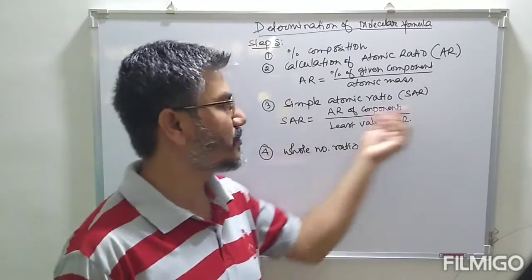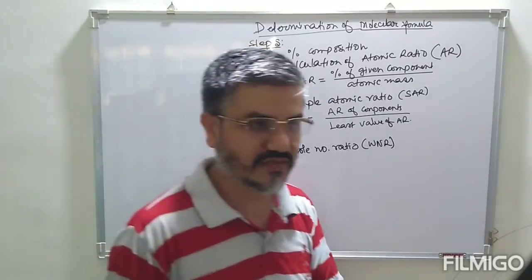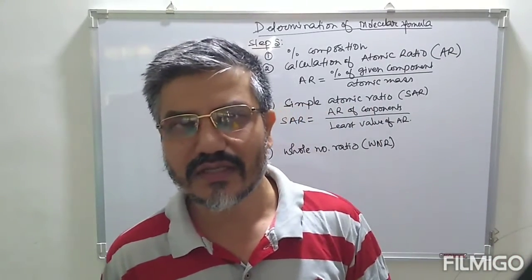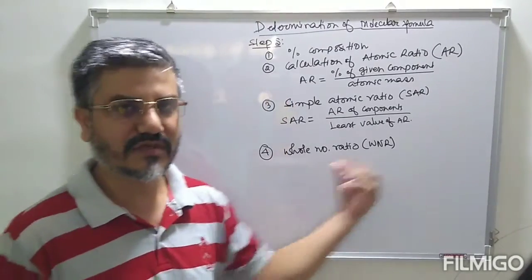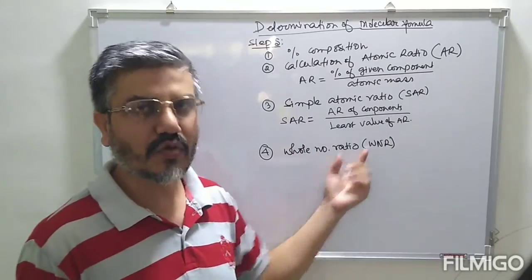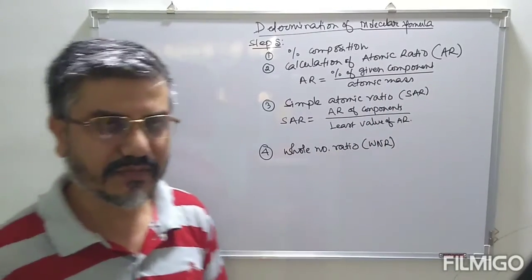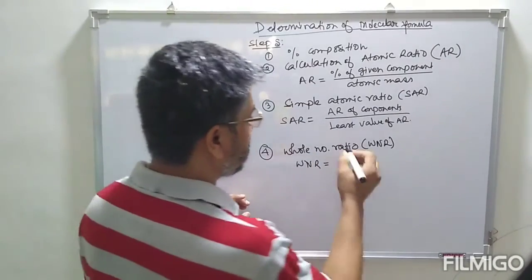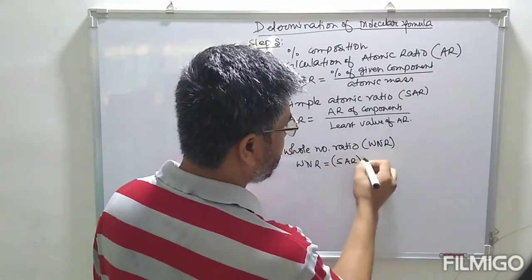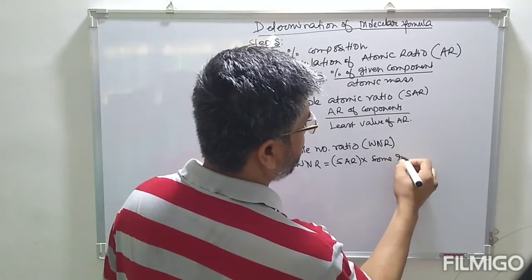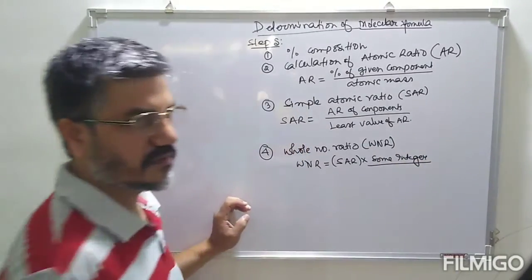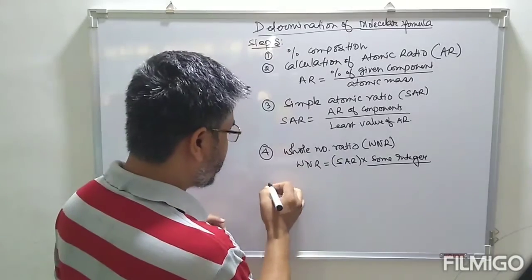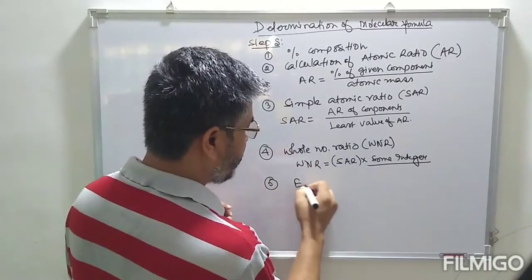Suppose the simple atomic ratio comes out to be 1.5. We have to convert this 1.5 into some whole number ratio. We can convert it into a whole number ratio by multiplication with 2. If you multiply 1.5 by 2, it comes out to be 3. If you multiply by 2, then all the simple atomic ratios should also be multiplied by the same value. So this whole number ratio is equal to the simple atomic ratio times some integer. At any cost we have to convert this fractional value into a whole number ratio. Once we have this whole number ratio, we define a formula which is known as the empirical formula.